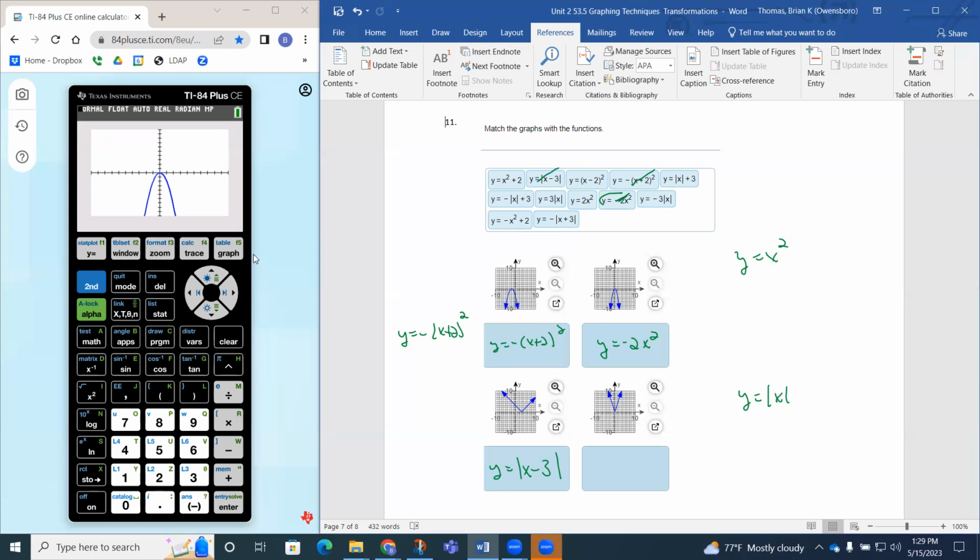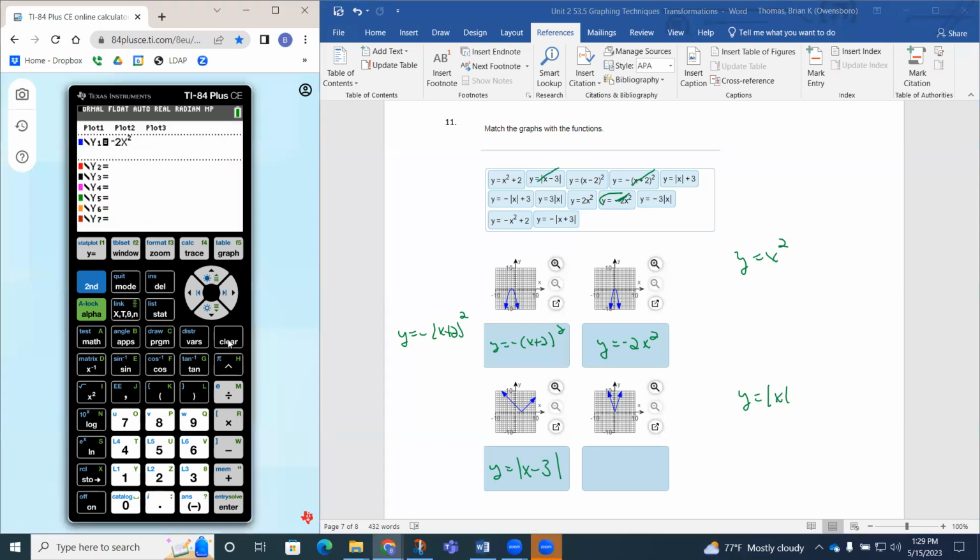So if we double check that, y equals, clear, and then put the absolute value, which would be math, number 1. And if I put the x minus 3 inside there and then graph that, that should make it move to the right 3. It does, so it looks good.